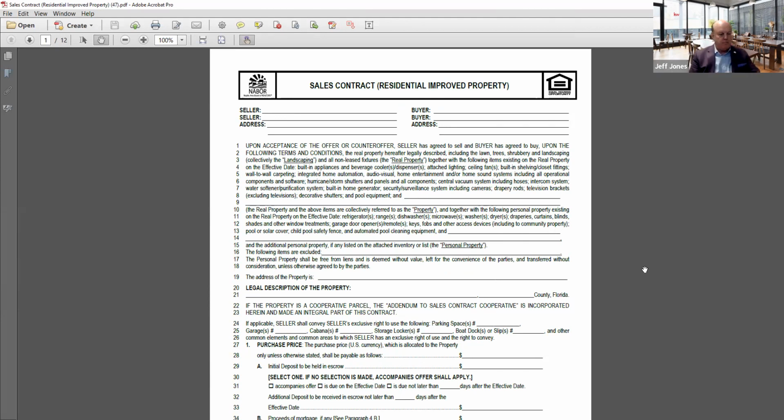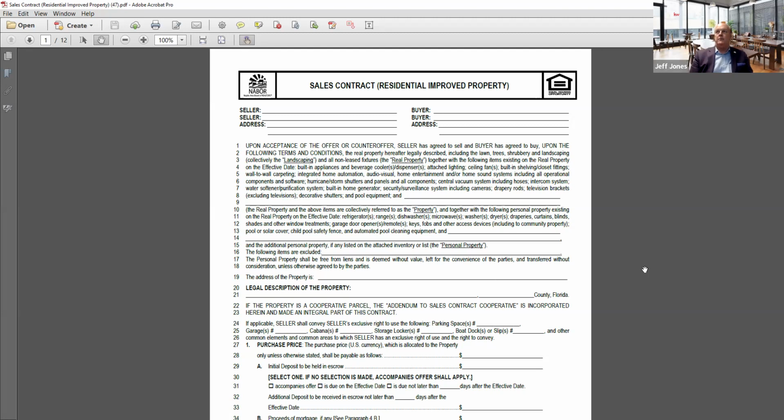If you take enough classes from Broker Jeff, you'll realize that Broker Jeff's not a huge fan of as-is contracts. But before we leave today, I want to make sure to give you some wording if you're going to do an as-is contract that can protect you from open and expired permits. So we'll make sure to hit that before we sign off today.